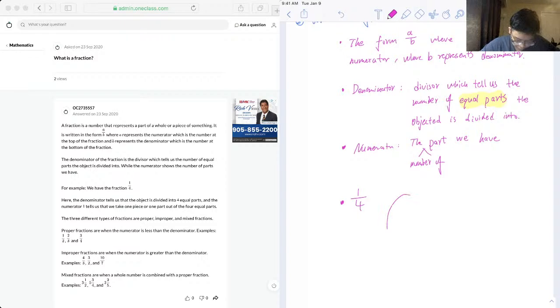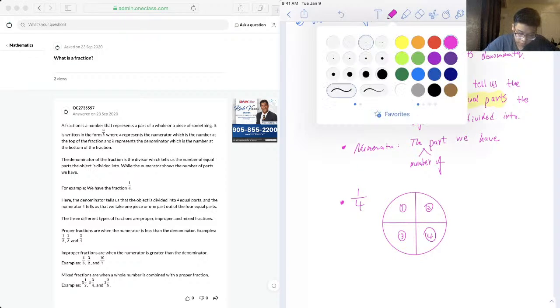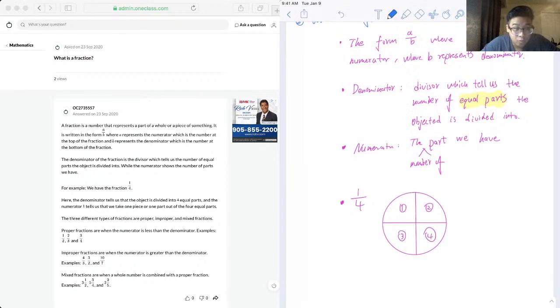So just imagine there's a cake, and first we divide it into 4 equal parts. Let's say 1, 2, 3, and 4. And now we only want to take one piece out of the whole cake. Let's say we take number 2 out. And this number 2 is representing the 1 as a numerator, and 4 is just our whole cake, which includes 4 equal parts.